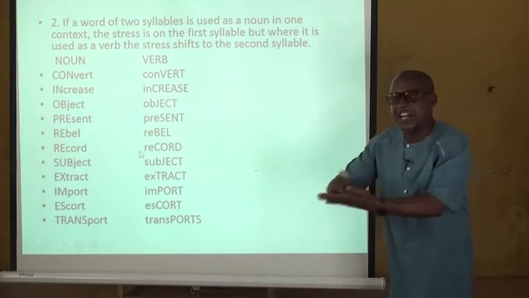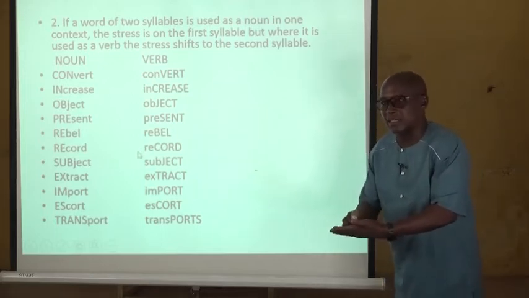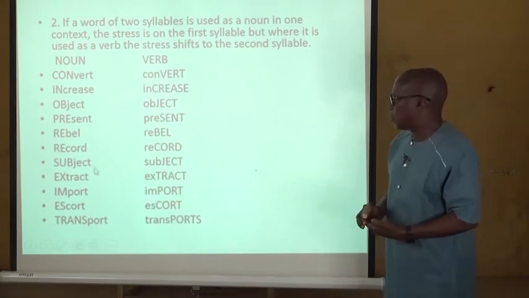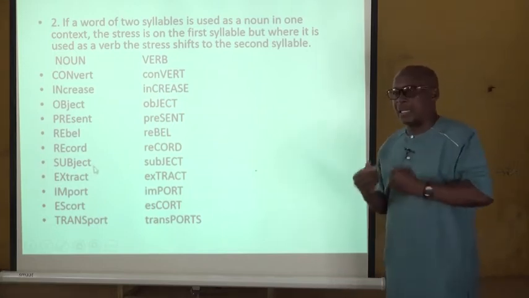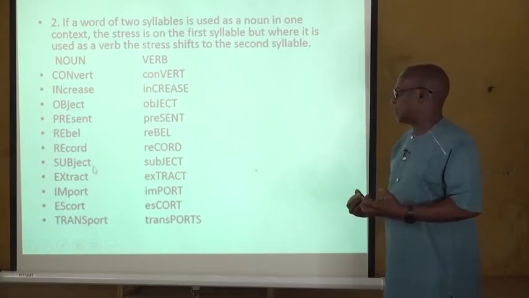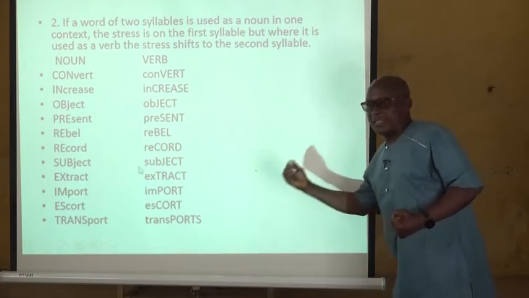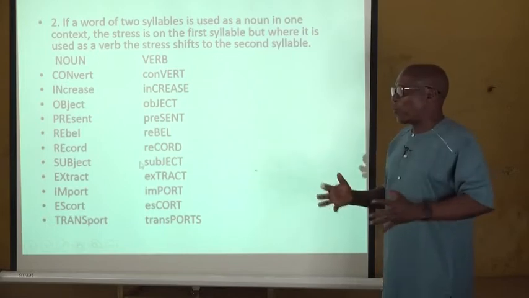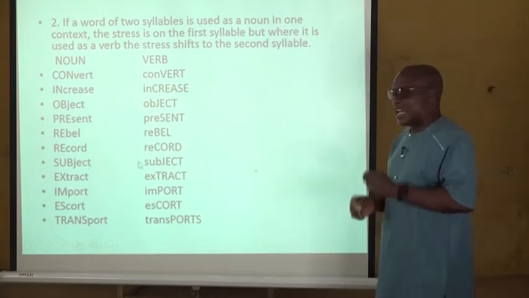Then, record. This is my record. A noun. But when it shifts to the second syllable, it becomes, please record. Record all that I'm saying. Okay? Then the next one. We have said, okay, we're repeating this. This is subject. The subject is English. Subject is a noun, but when I say subject, it means I am trying to subject him to torture.